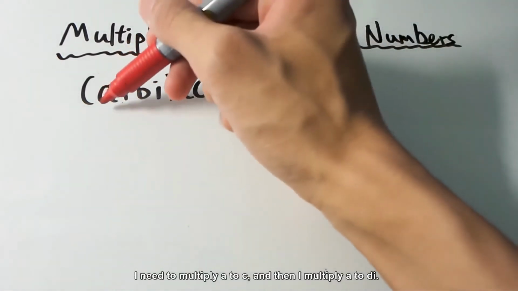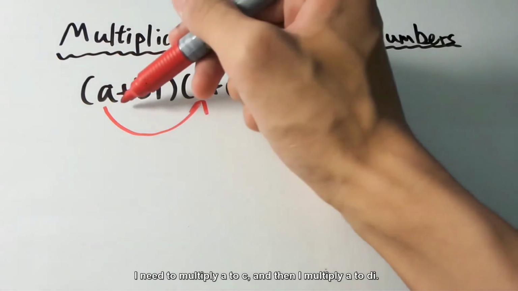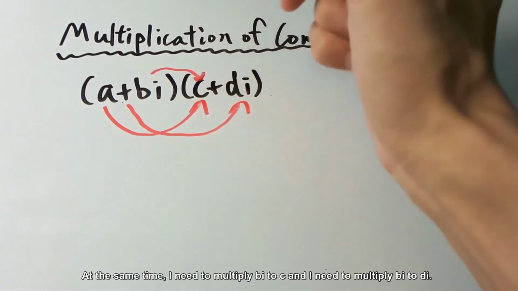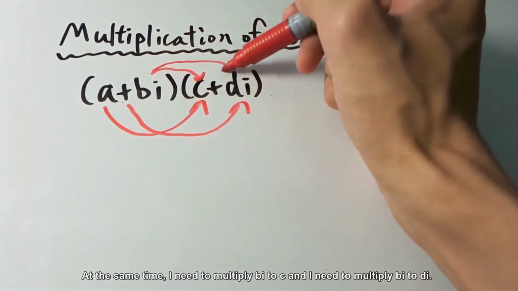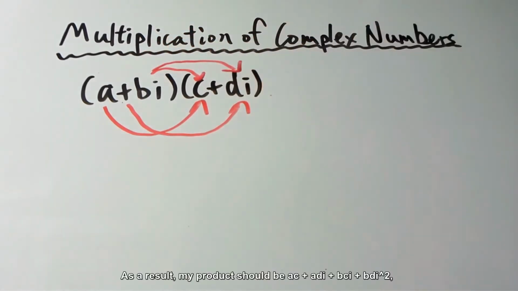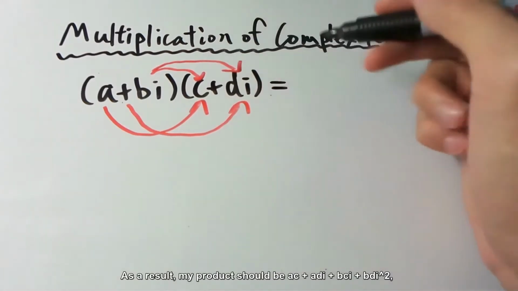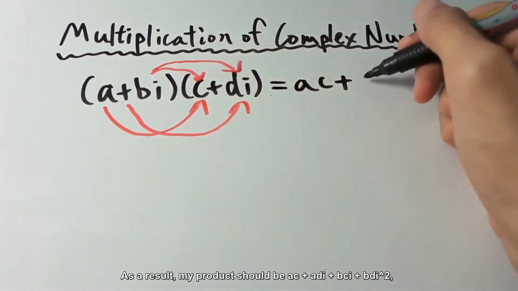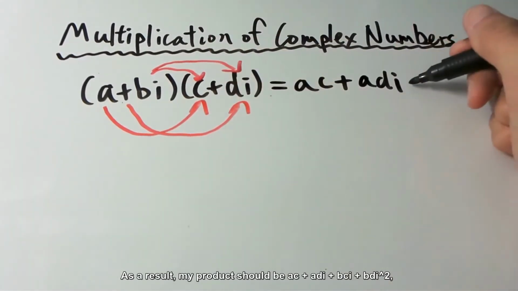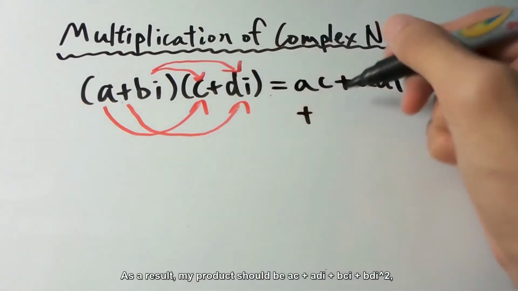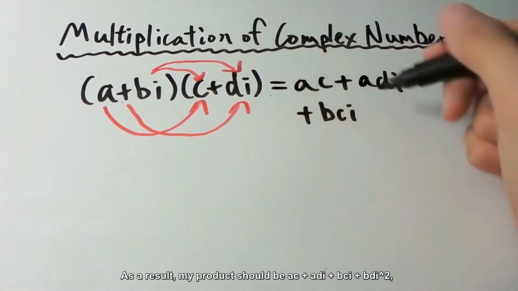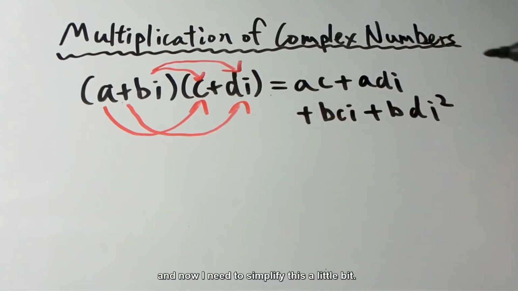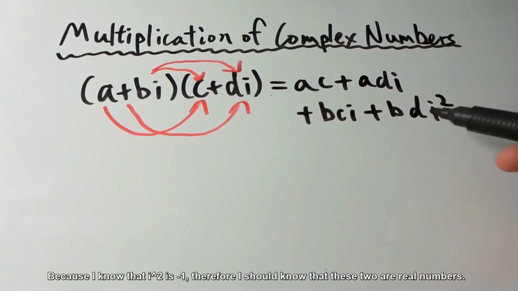I need to multiply a to c, and then I multiply a to di. At the same time, I need to multiply bi to c, and I need to multiply bi to di. As a result, my product should be a times c plus a times di plus bci plus bdi squared.